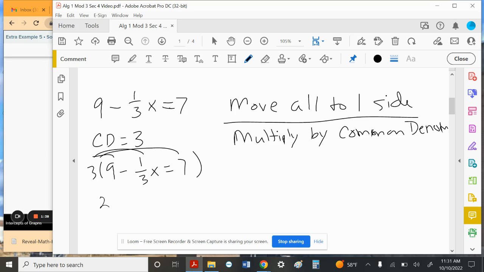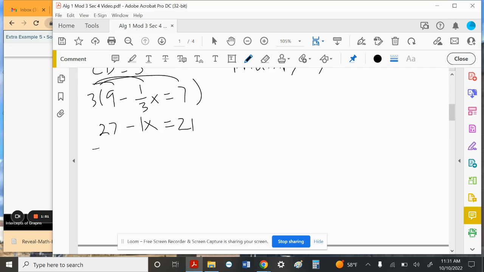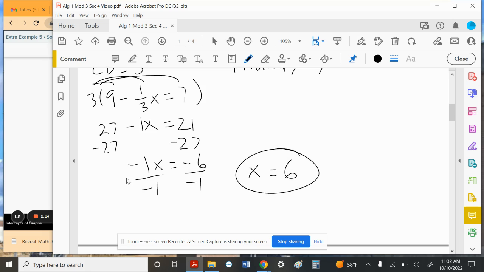So 3 times 9 is 27. This 3 and this 3 cancel, so I just get 1x. And then I get 7 times 3, which is 21. Then I'm going to subtract 27 because I want to get this x by itself. So I get negative 1x equals negative 6, because one's positive, one's negative. I subtract the numbers, keep the sign of the largest, which is negative. Then I divide both sides by negative 1, so I get x equals positive 6. Solving for this, x equals 6.